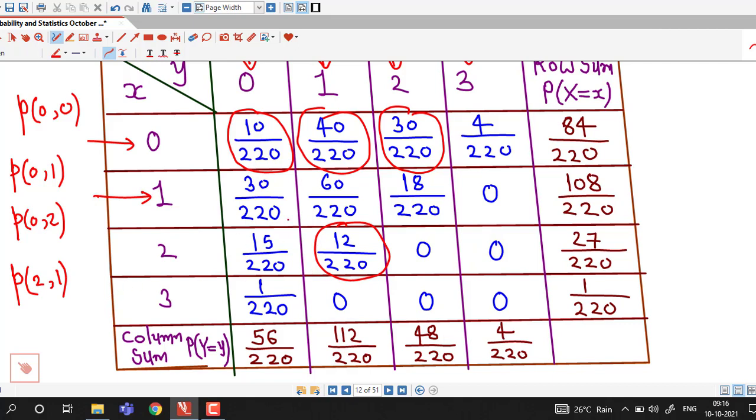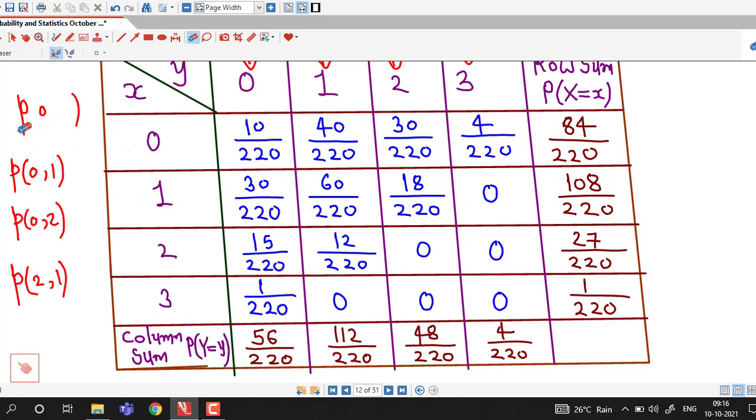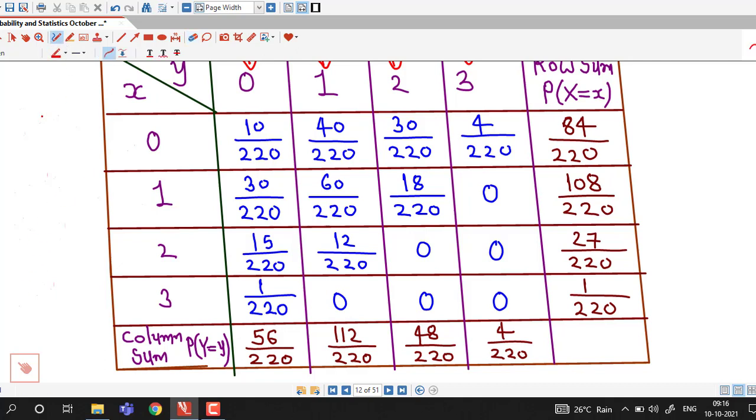So we have written all these values of the joint probability mass function in the form of a table, and we are able to determine the joint probability distribution of the given two random variables x and y. Now we have to determine the marginal probability distributions of random variables x and y.